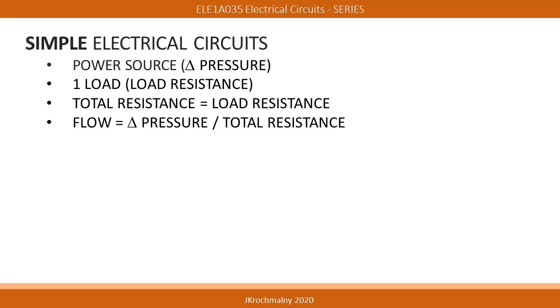To review our understanding of simple electrical circuits, we start with our understanding that all circuits have a source of power. This power source provides for the difference in electrical pressure needed to initiate a flow of electricity. In simple electric circuits, there is only one load, which is the total resistance to the circuit. According to Ohm's law, the flow of electricity can be determined by dividing the applied pressure difference by the total resistance of the circuit.